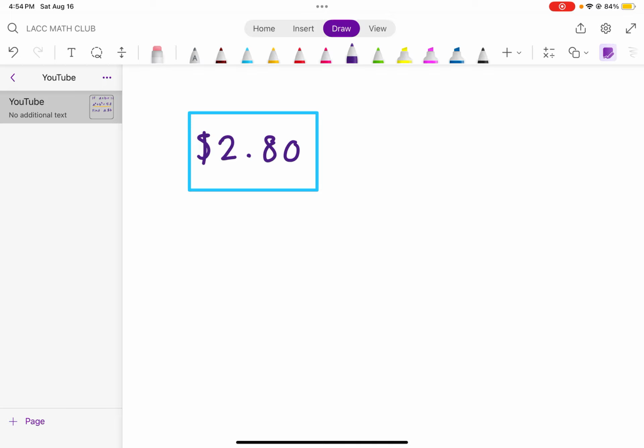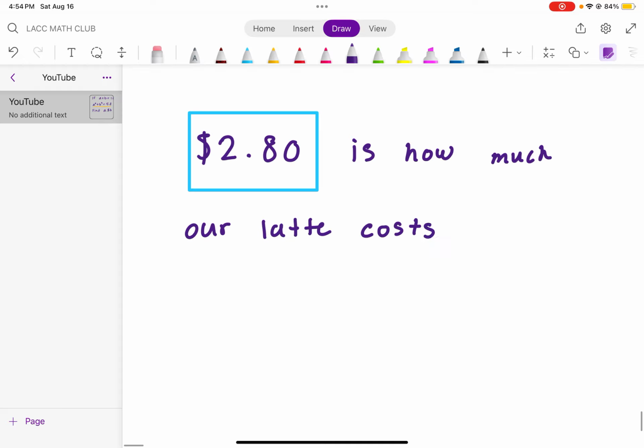So $2.80 is how much our latte cost with 20% off before tax.